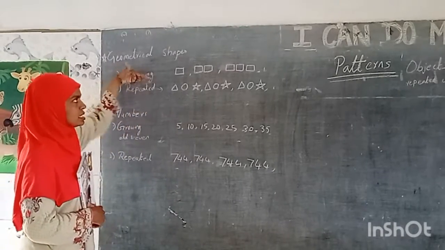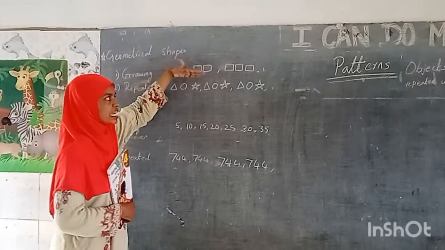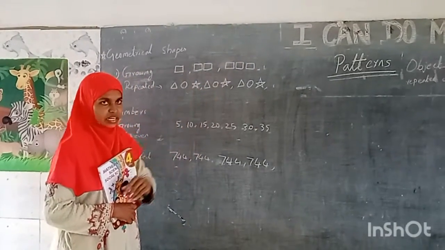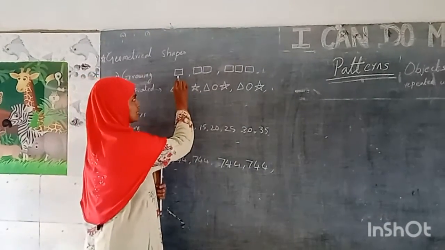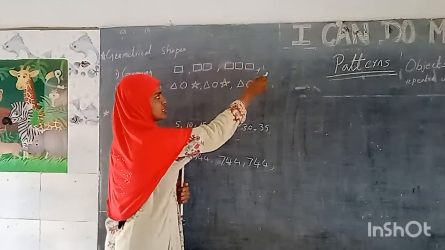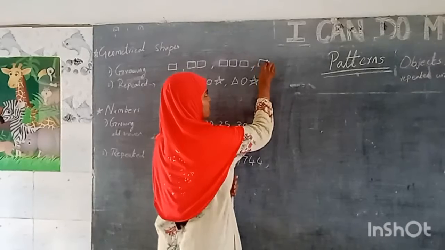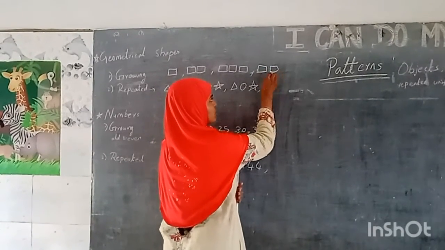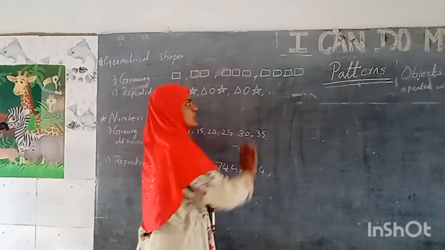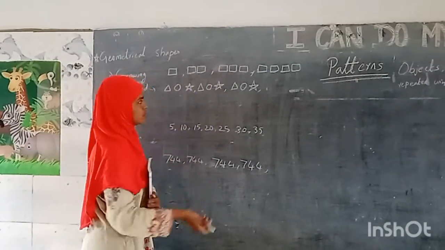Growing pattern means it has to be growing in a straight line with the geometrical shape. Growing means it has to be increased, right? See here, there is one square, 2, 3, and surely the next will be the 4, because it has to grow in a straight line with the geometrical shape. This is called a growing geometrical pattern.